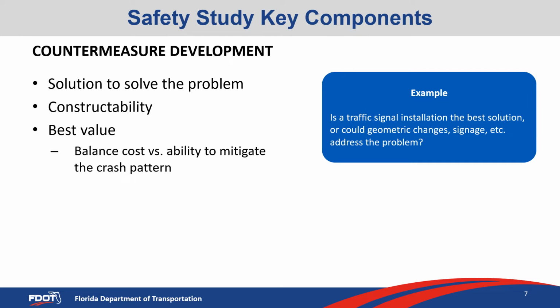For instance, is a traffic signal installation the best solution to a crash problem, or are there geometric changes, signage enhancements, etc., that could address the problem almost in the same manner or very similar to the same manner? So consider that when selecting your countermeasures.